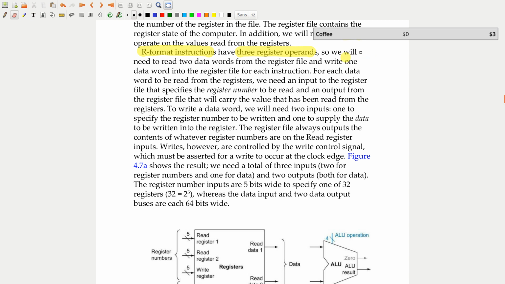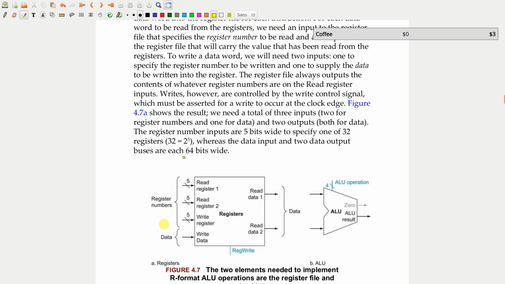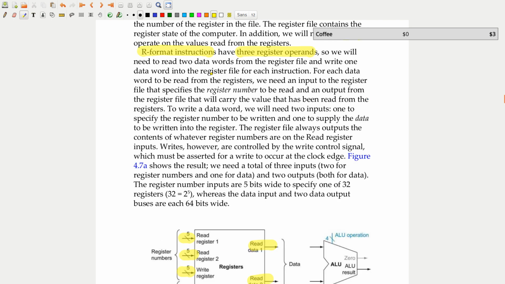Okay. So let's see, for each data word to be read from the registers, we need an input to the register file. So we need 2 outputs and then 1 input. We need to read 2 registers and then write 1 register value back. So we're going to need 3 input lines here, and then we're reading 2 registers. And then of course we have to have some control signal to say, are we writing some value back to the register file? Because we're not always writing to the register file.